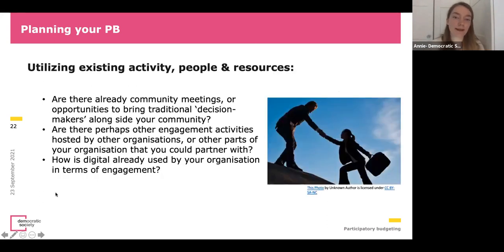And utilising existing activity, people and resources. So if there are already community meetings or opportunities there to bring, or maybe bringing in decision makers alongside your community. So thinking about how you can bring people together and utilise that knowledge as well. There might be other engagement activities happening, or other parts of your organisation that you could partner with to make it a little bit easier. And then how is digital already being used by your organisation in terms of engagement? So thinking through communications again and recruitment, how is that already being done? Is it working well? How could that be improved? And maybe how can you tap into your IT systems as well?